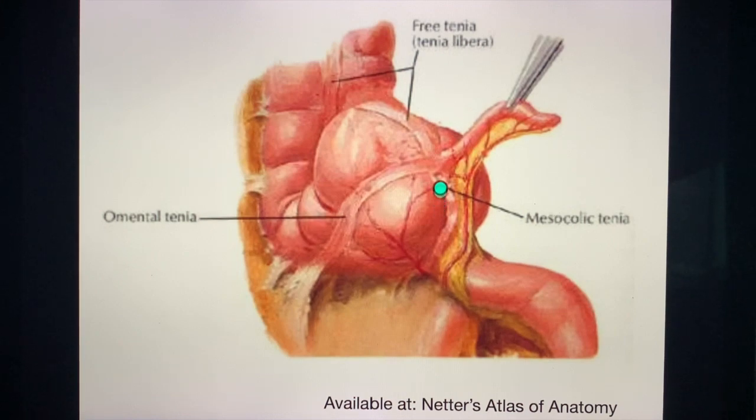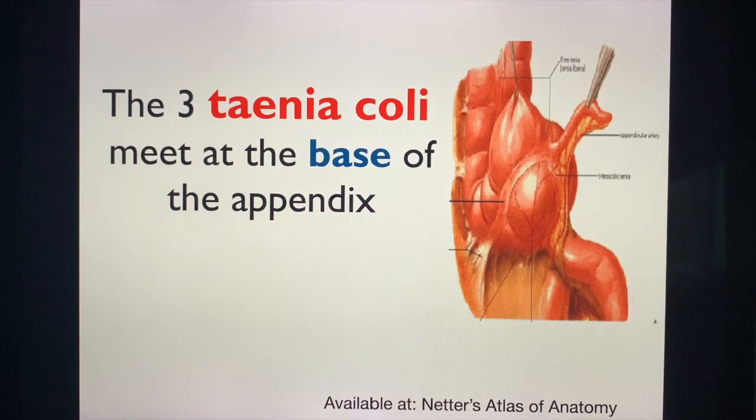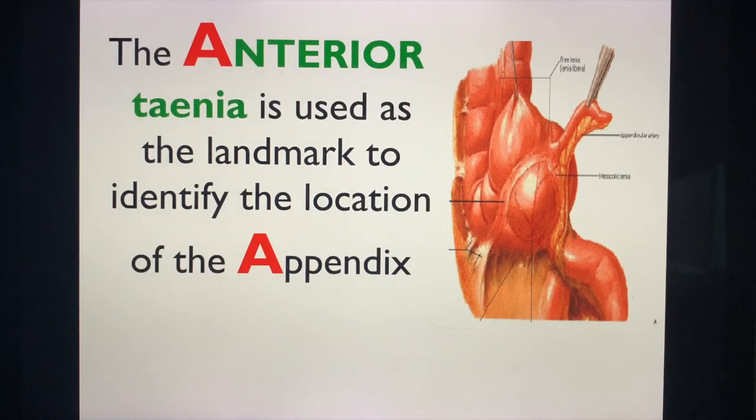All three taenia will converge at the base of the appendix. Now, this is the pearl you have to remember. The three taenia coli will meet at the base of the appendix, and the anterior taenia is used as the landmark to identify the location of the appendix. So if you notice, I highlighted letter A for anterior, and letter A for appendix. So it's the anterior taenia which is used as a landmark to identify the location of the appendix.